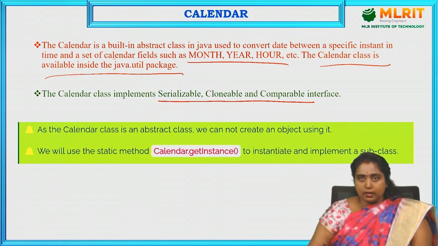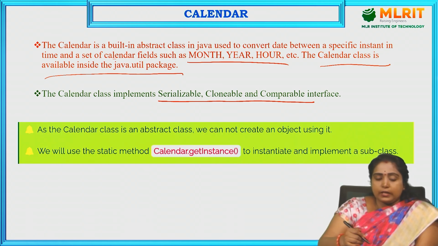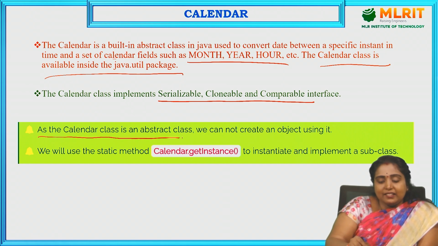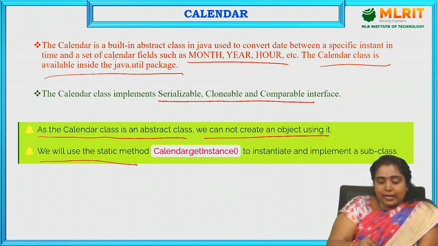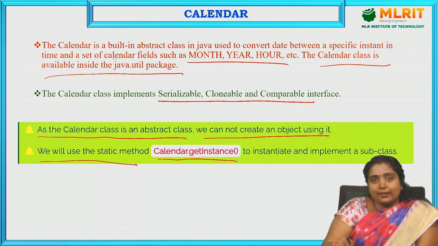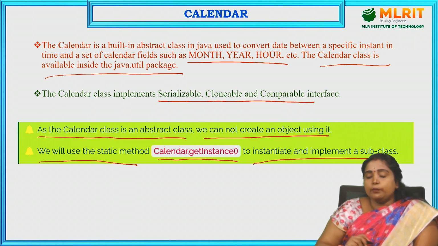So what are the key points? As the Calendar class is an abstract class, we cannot create an object for it, isn't it? So we will use the static method called Calendar.getInstance to instantiate and implement the subclasses.